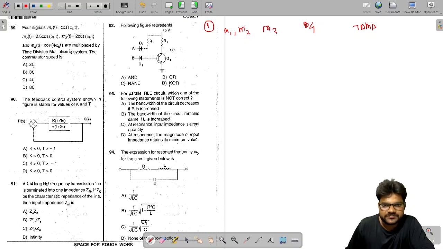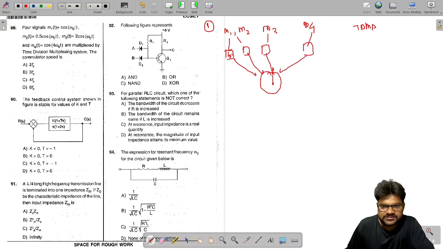These four signals will be passed through a band limiter, that is, a low pass filter. After passing through the low pass filter, there is a commutator which will keep on rotating, sampling these signals, and then passing them through a quantizer, then an encoder, then a line coder. This is how it happens. But we are asked the speed of this commutator, and we have a simple formula for the speed of the commutator.